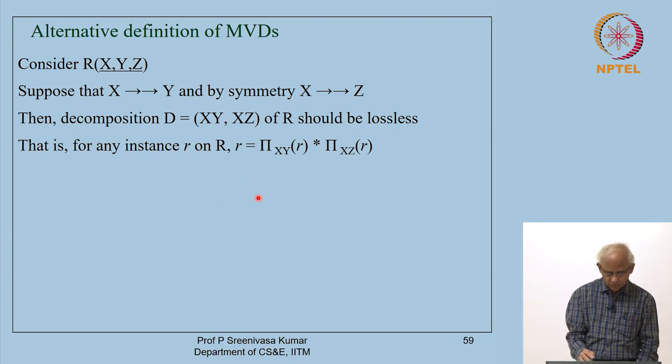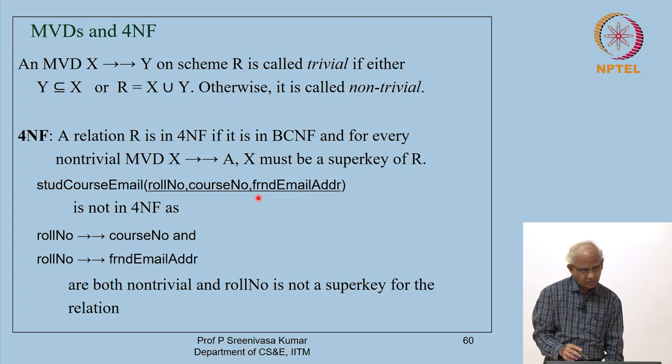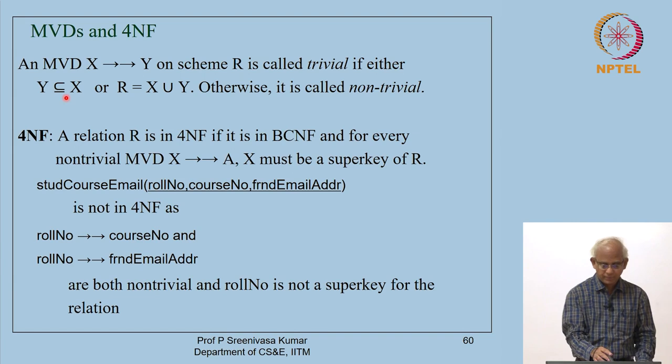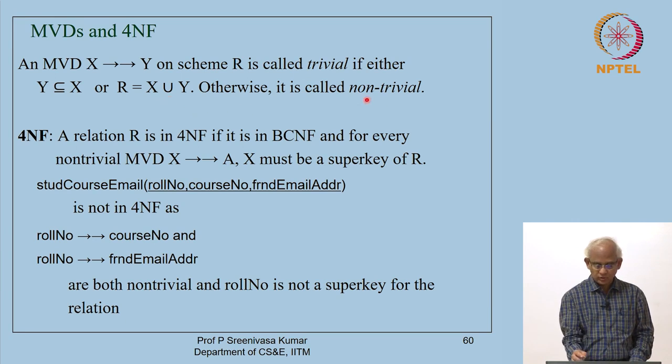Okay. So, now we are ready to define the fourth normal form. Before that, we will also define when you call an MVD a trivial MVD. An MVD X multi-determines Y on scheme R is called trivial if Y, the right hand side, is a subset of the left hand side, or the union of X and Y is actually equal to the whole of R, otherwise it is called non-trivial.